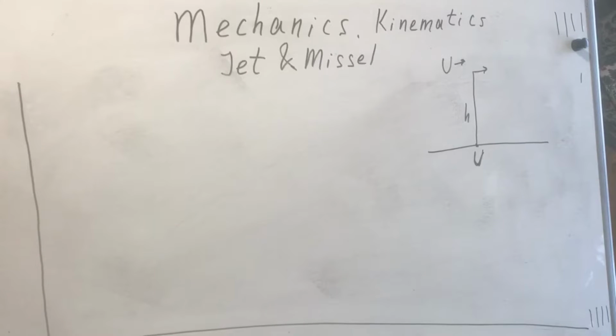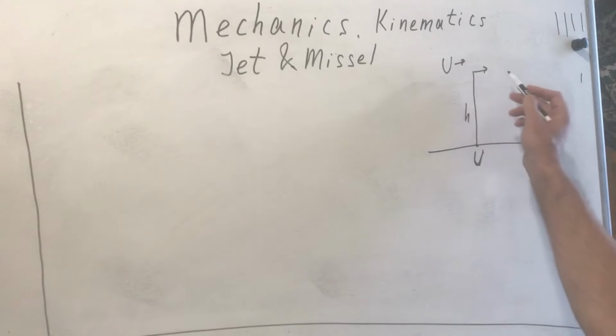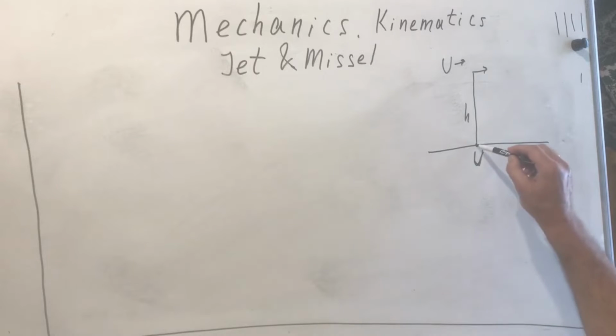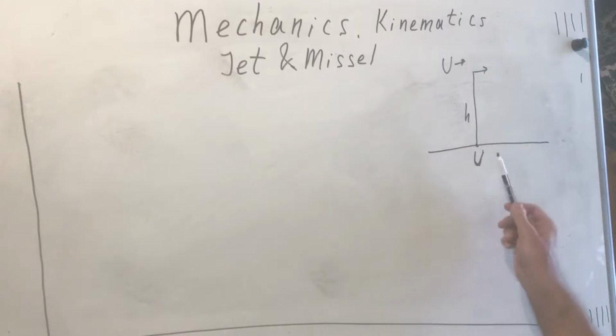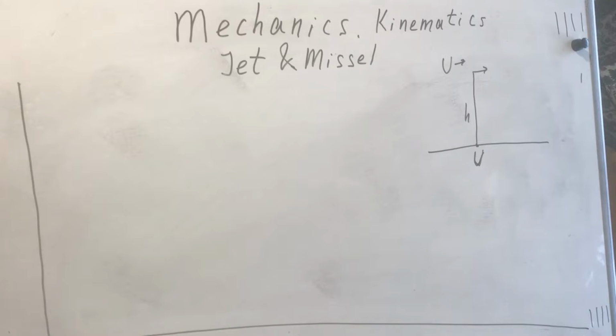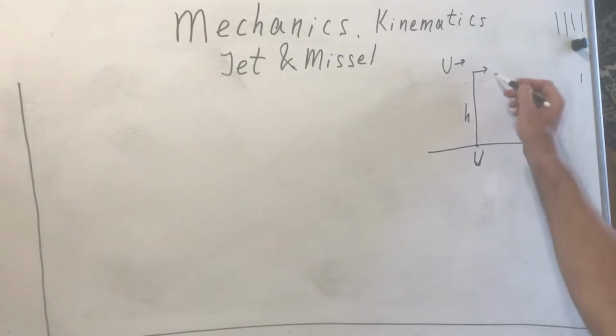Mechanics, kinematics, jet and missile. We have a jet which is flying at a height h above the ground with a constant velocity u. When this jet reaches the point exactly above the missile, we shoot this missile, and now this missile can fly with the same velocity u, but in a direction exactly pointing to this jet.